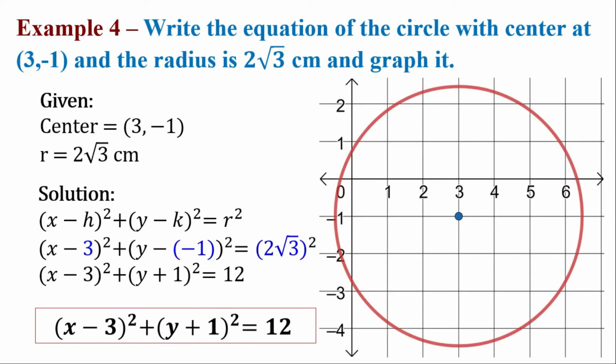Now, 2 square root of 3, if you put it in the calculator, it will be 6 point something. So from the center, that is (3, -1), count 2, 4, 6 point something. And then you mark that point and graph the circle.